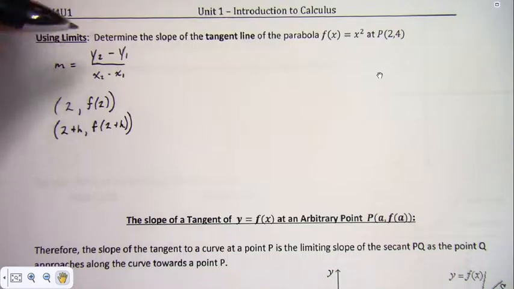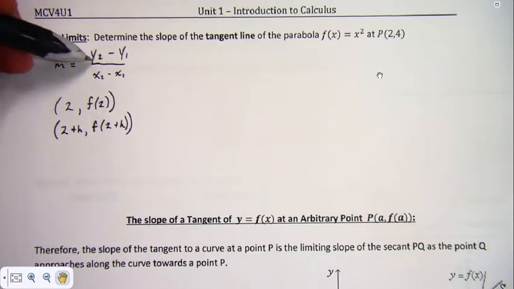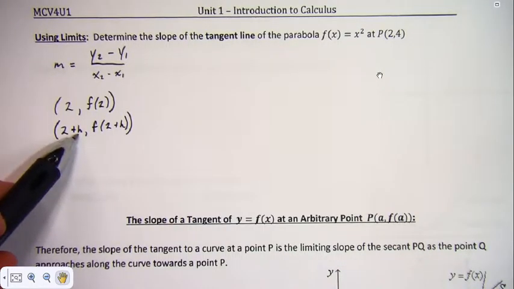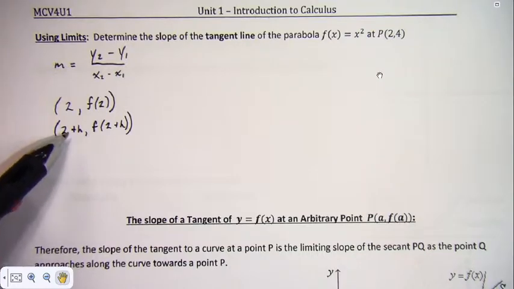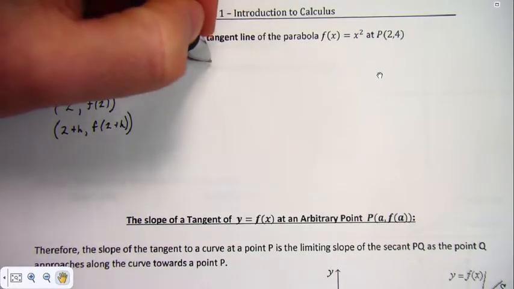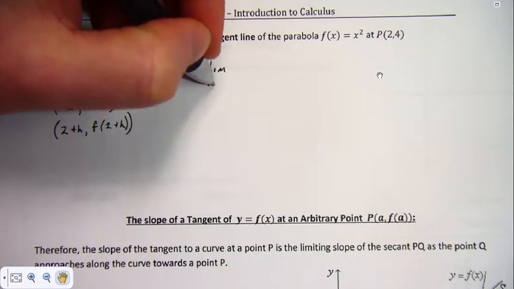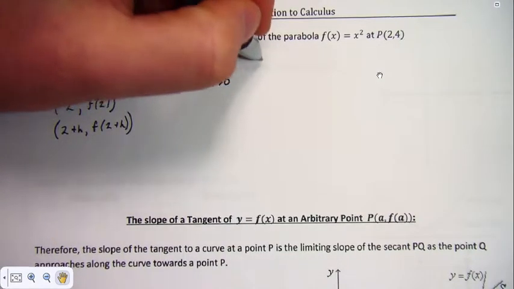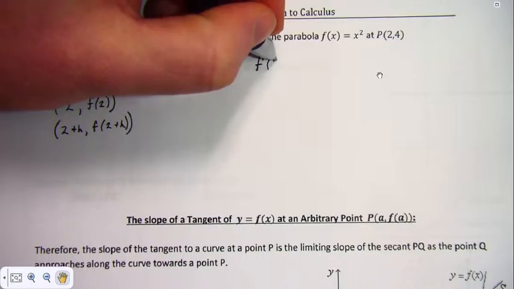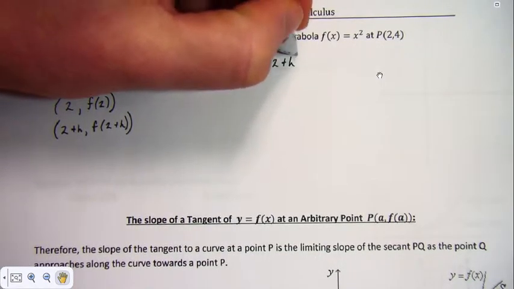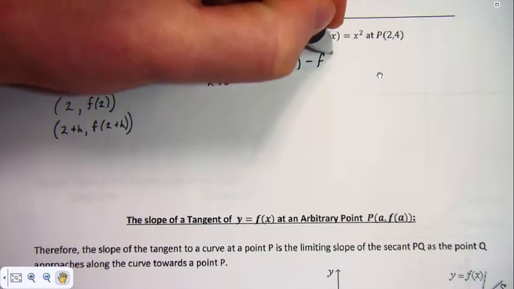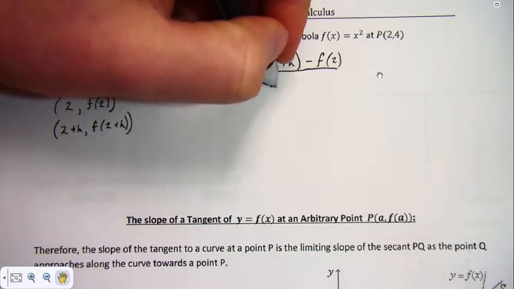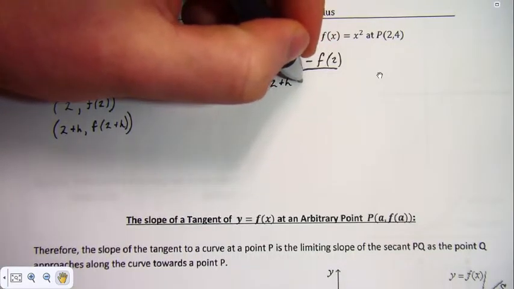So the idea is, I'm going to use these 2 points to calculate the slope. But what I want is for h to get smaller and smaller and smaller. So I'm going to write it as the limit as h approaches 0. On top we'll have f of 2 plus h minus f of 2. And on the bottom, we'll have 2 plus h, and then minus 2.